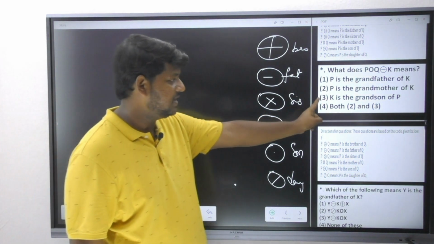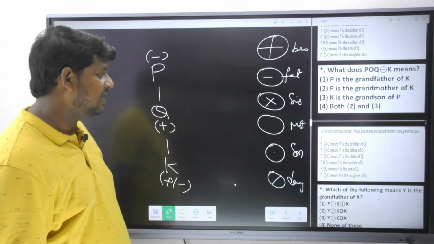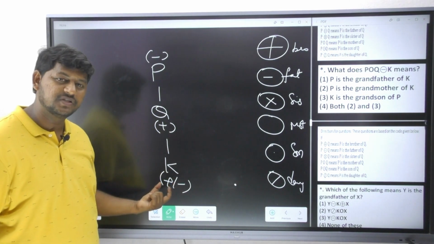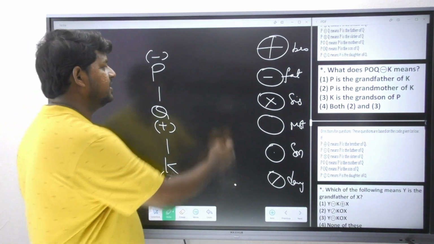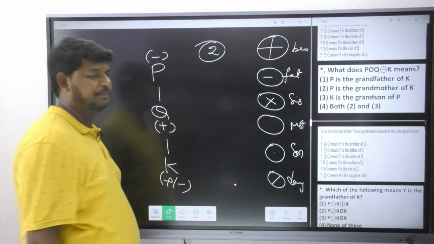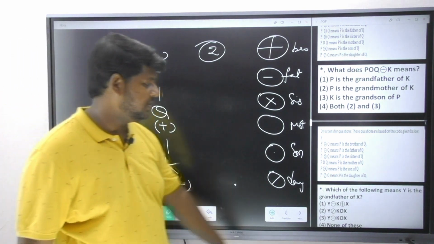2 and 3 is there. K is the grandson of P. Whether is it possible to say it is definitely grandson? It could be granddaughter as well. So my answer is option number 2. Am I clear? Answer is option number 2.